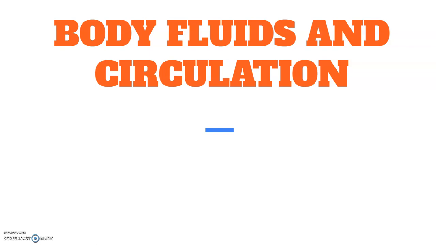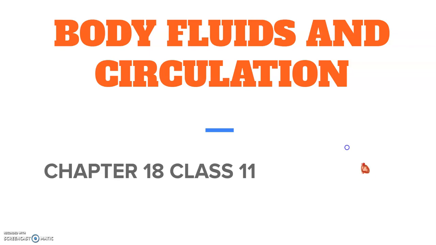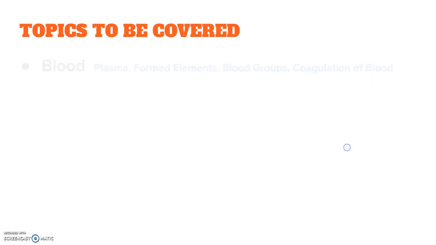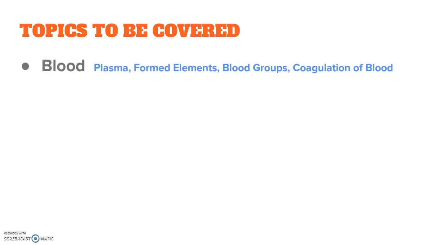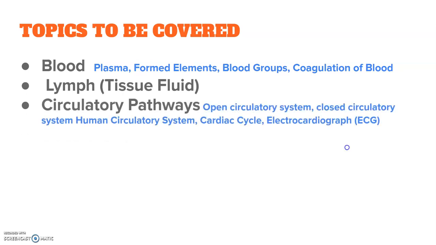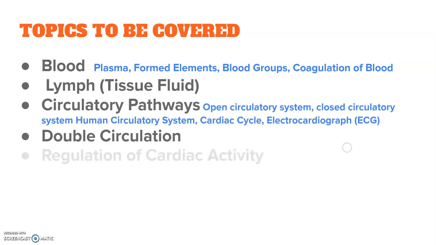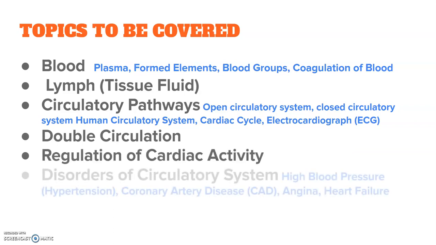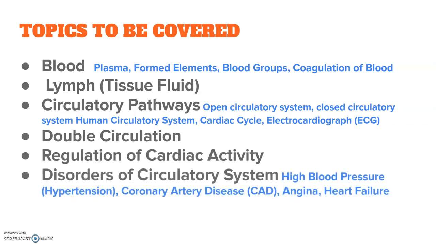Now another body fluid, that is lymph, also helps in the transport of certain substances. So in this chapter you will learn about the composition and properties of blood and lymph, and the mechanism of circulation of blood is also explained. Topics to be covered: blood, lymph, circulatory pathways, double circulation, regulation of cardiac activity, disorders of circulatory system.